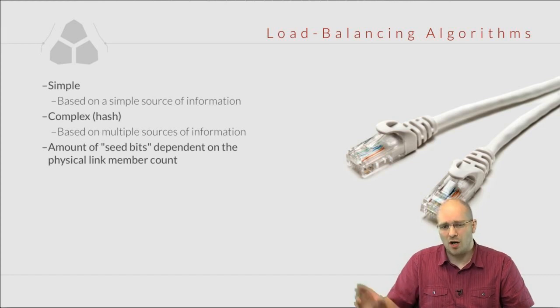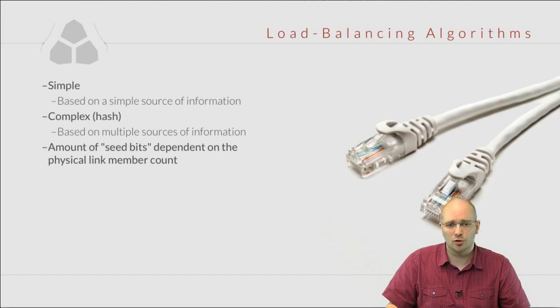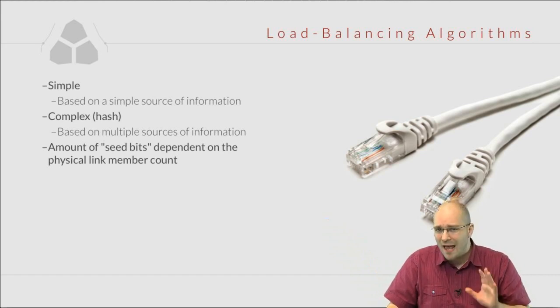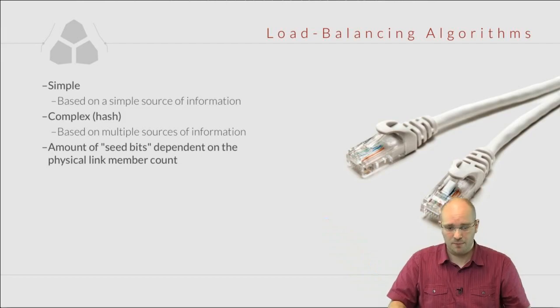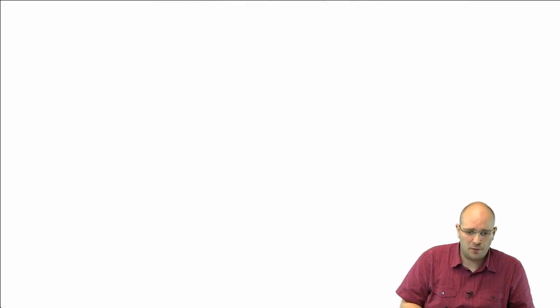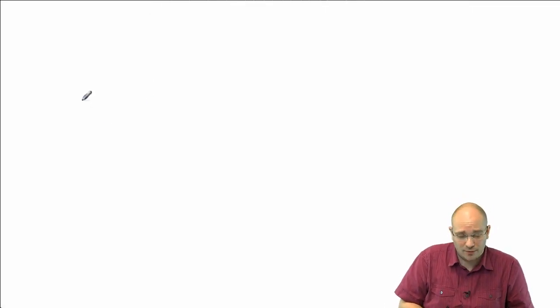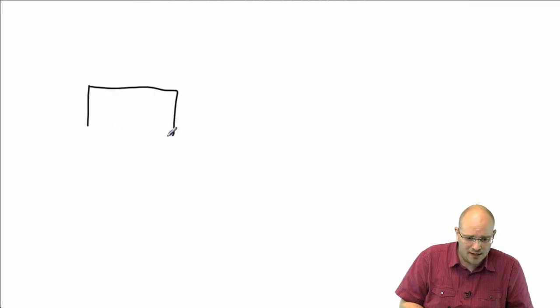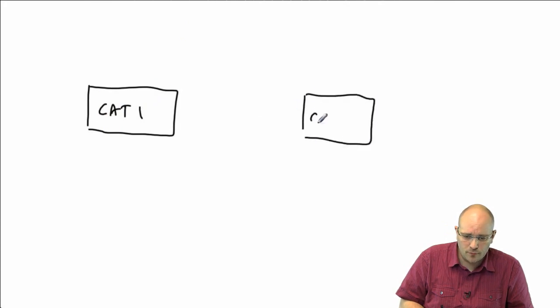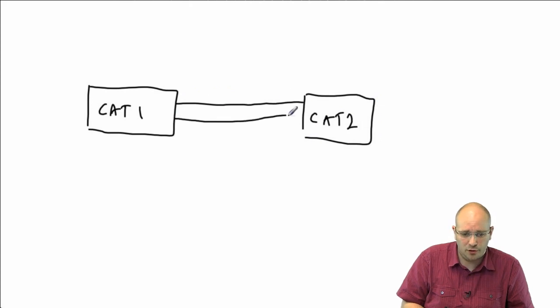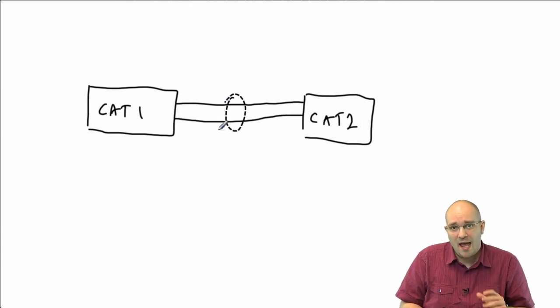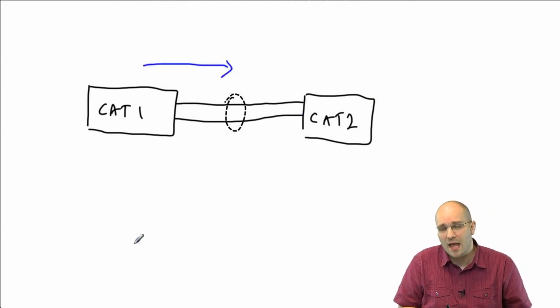But there is this one line here on the slide that says that amount of seed bits is dependent on the physical link member count. Let me explain that a little bit. Imagine that we had a network of two switches. I'm going to call them Cat1 and Cat2. So here is my Cat1 and here is Cat2. And let's say that between these two switches, I had two links that were bundled in an EtherChannel. And also, I had traffic coming in this direction here.